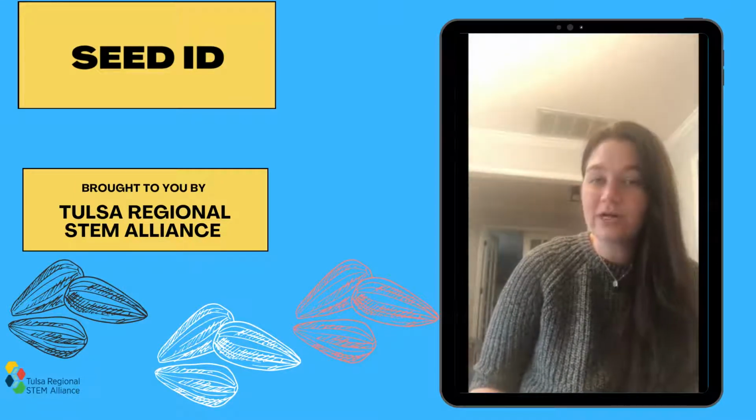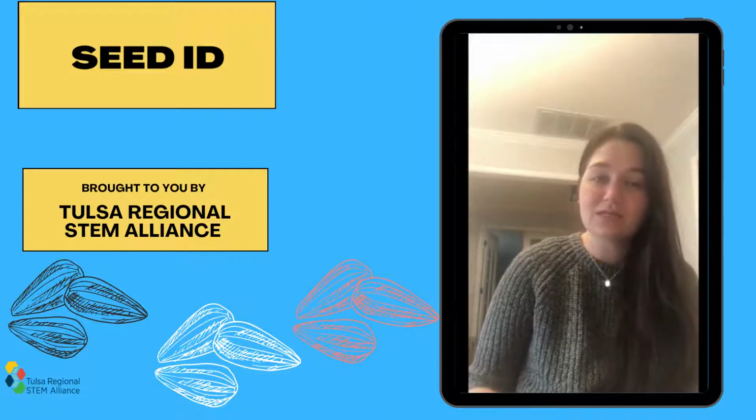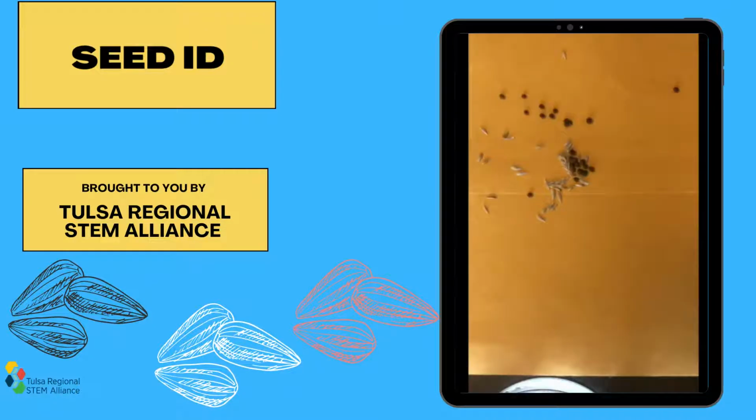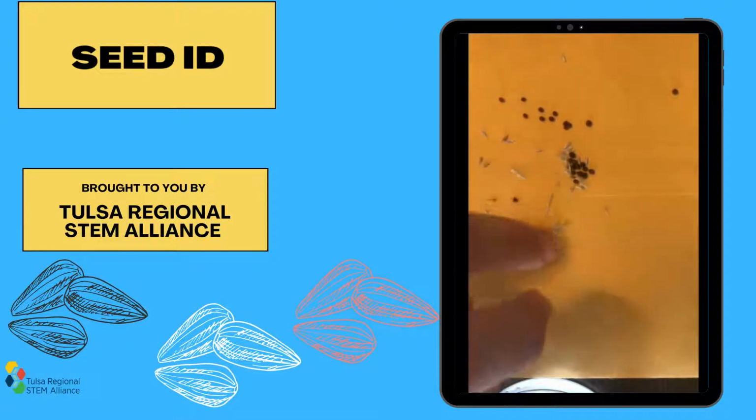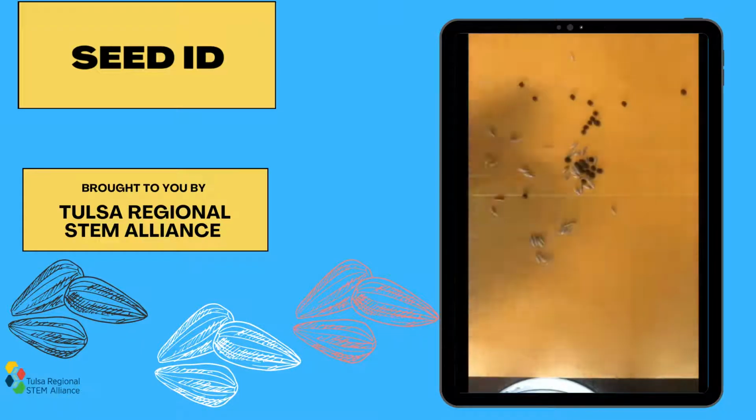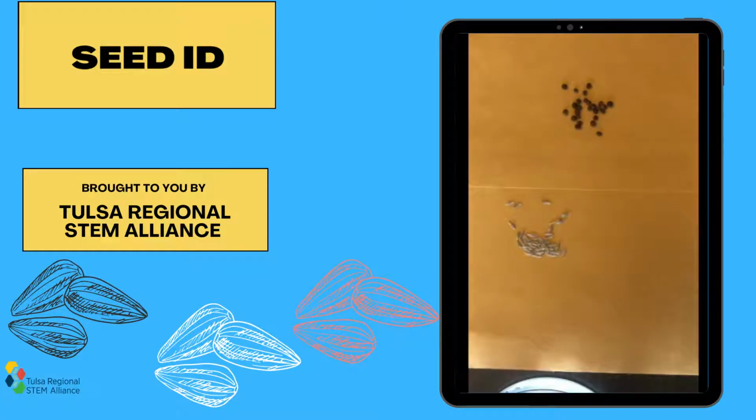Today we're going to learn how to identify some seeds using a dichotomous key. Your seed collection may look a little different than mine, but we'll do the same steps. First, we'll sort our seeds. So we'll put all the seeds that look alike on one side of our paper or our plate, or however we're sorting our seeds. And then we'll put the others in a different part. And there we go. We have our seeds separated.